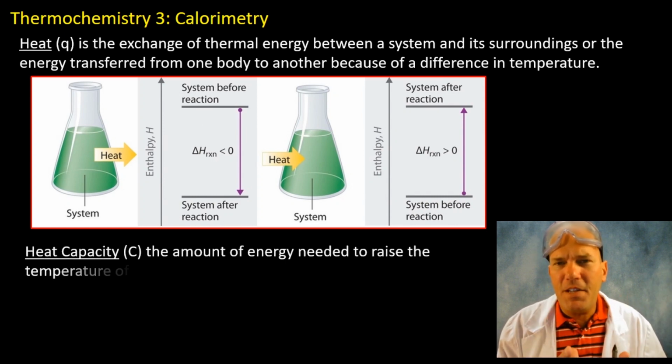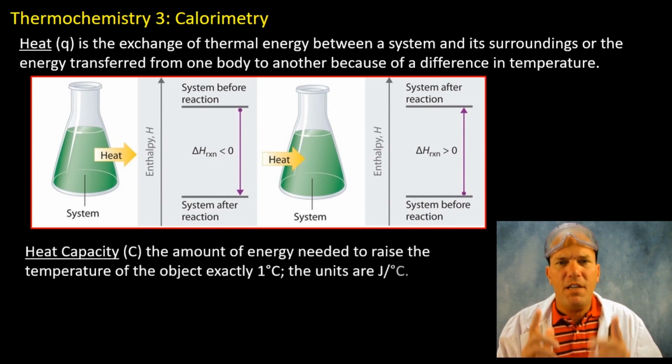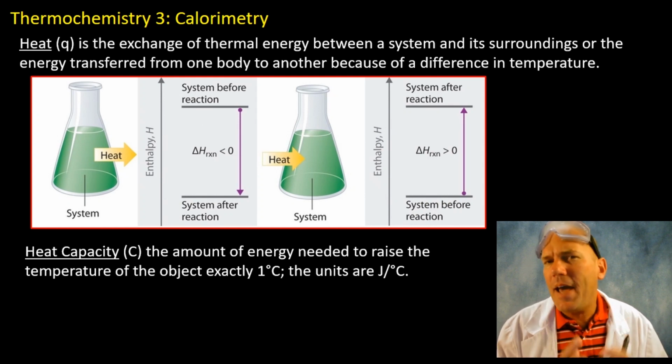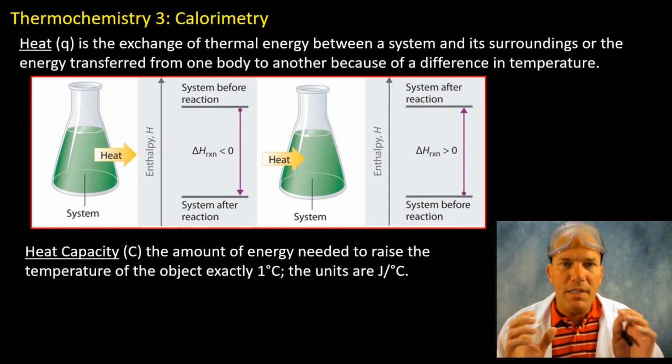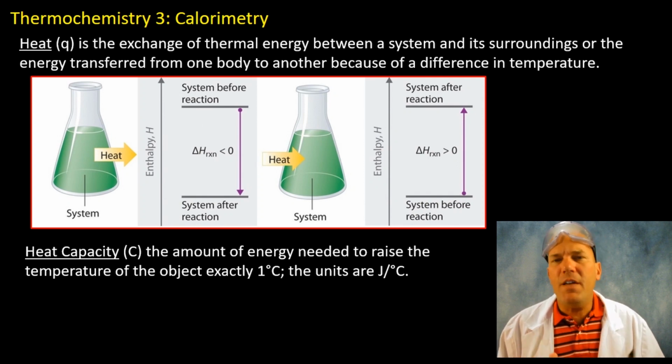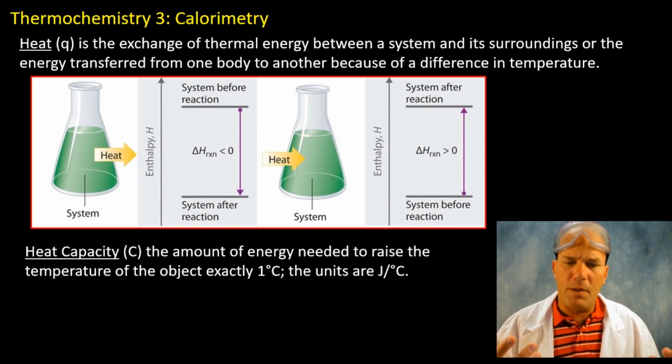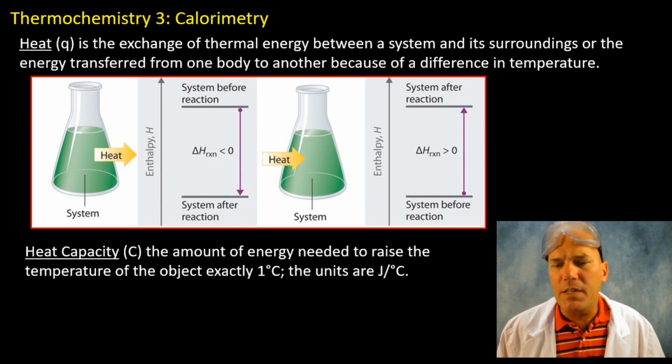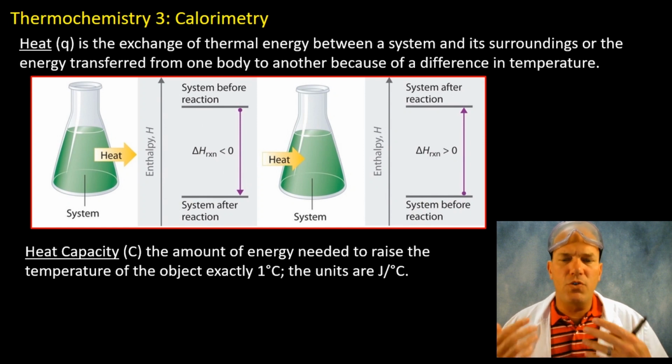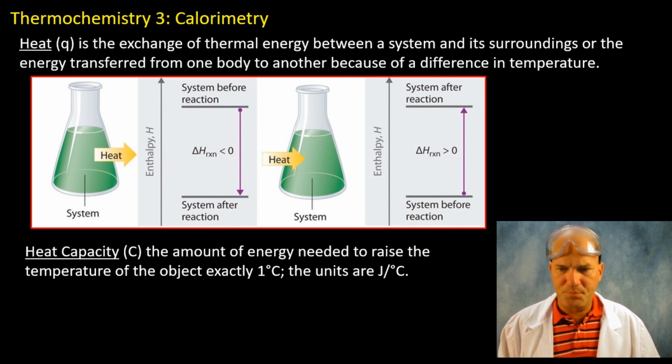Two definitions here are often confused, but they are very different. Heat capacity, a capital C, is the amount of energy needed to raise the temperature of an object or a substance 1 degree Celsius, and the units are joules per degree Celsius.